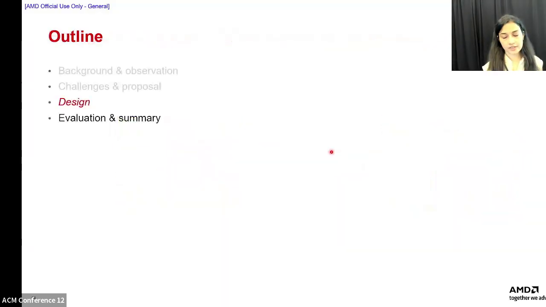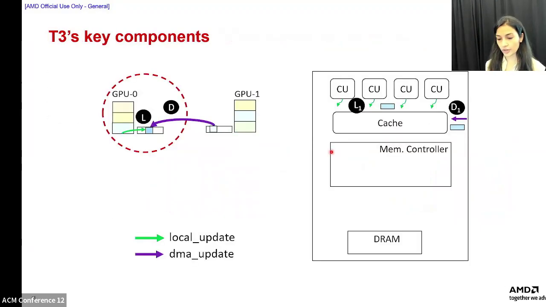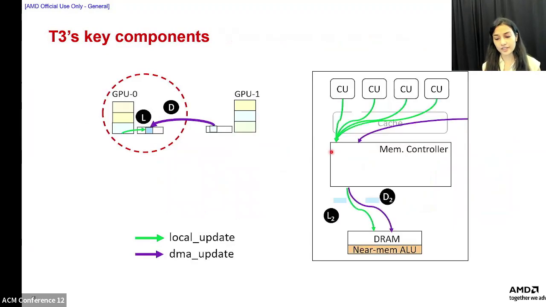To enable this, T3, of course, requires a few system changes. I'll show the system changes focusing on GPU 0, which I showed in the earlier slide. The first thing is that we require the GEMM updates, or the output array, to not be cached, so that all the writes actually go to memory where they are reduced along with the DMA updates from remote. So DRAM basically acts as a point of synchronization for both the updates.